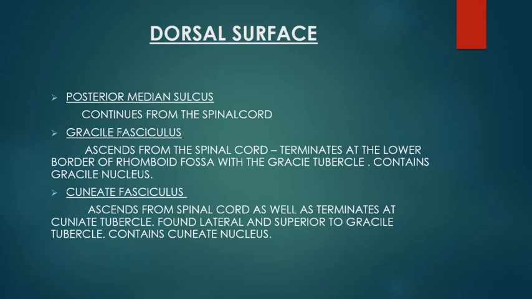Next we look into the dorsal surface. The dorsal surface contains the posterior median sulcus, gracile fasciculus, and cuneate fasciculus. The posterior median sulcus is continuous from the spinal cord, and the gracile fasciculus ascends from the spinal cord and terminates at the lower border of the rhomboid fossa, with the gracile tubercle, which contains the gracile nucleus.